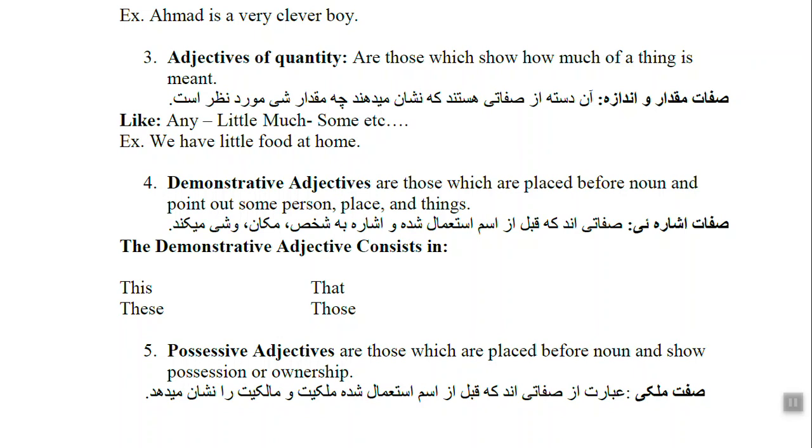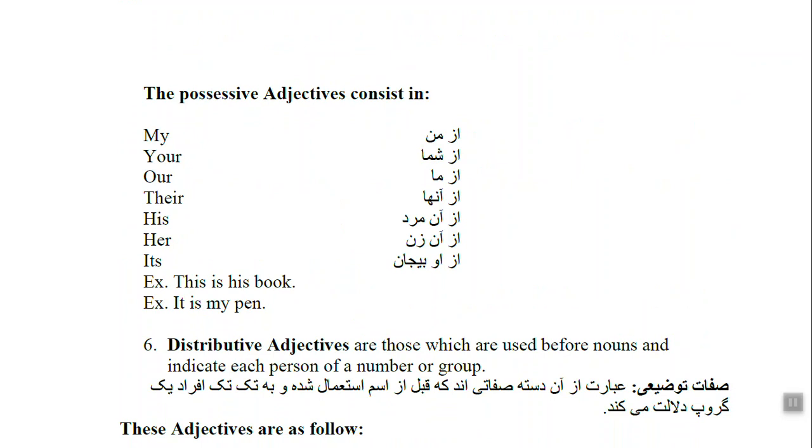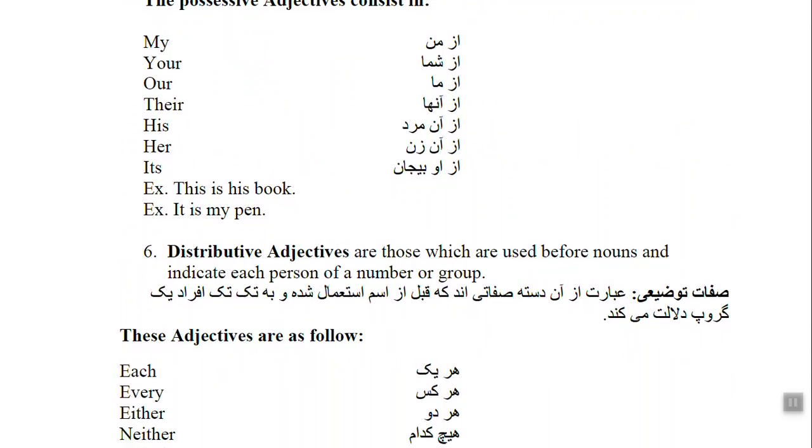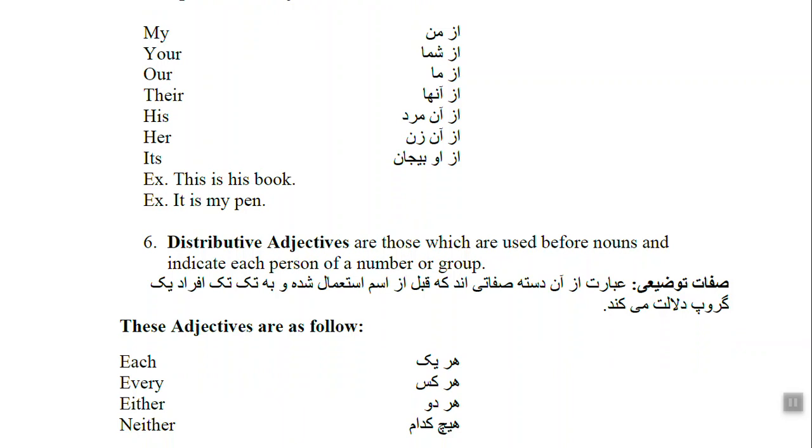Demonstrative possessive adjective. The possessive adjectives is my or your. Distributive adjectives. Distributive adjectives are those which are used before noun and indicate each person of a number or group. Distributive adjectives are those which are used before noun and indicate each person of a number or group. For example, each, every, either, neither, or you can say all of them.